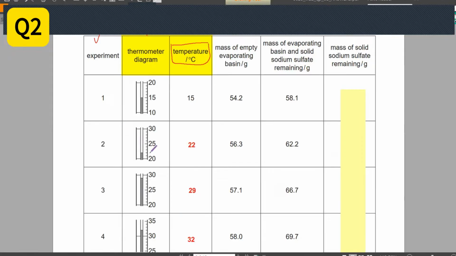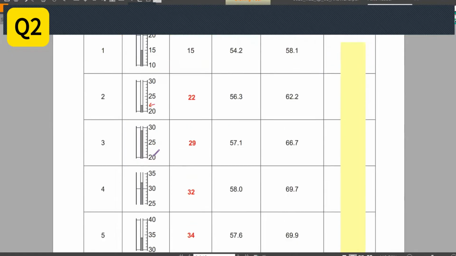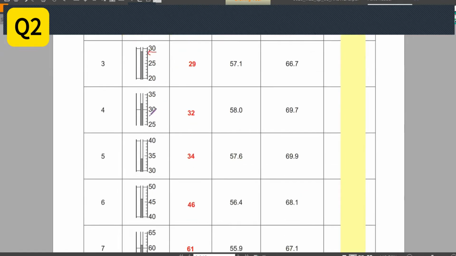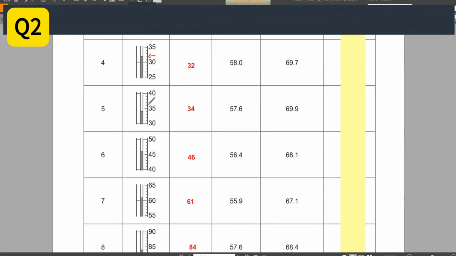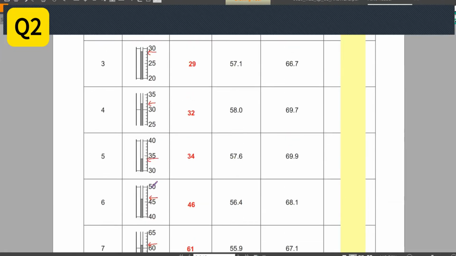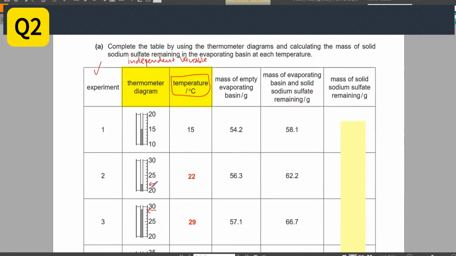So here, 22, no problem. 29, 32, and then 34, 46, 61, and 84. So we are increasing the temperature for each experiment.